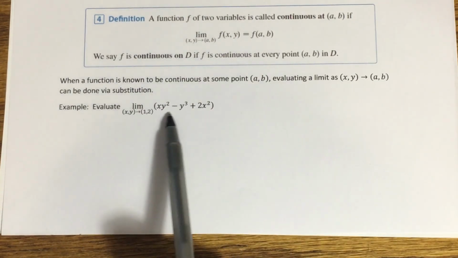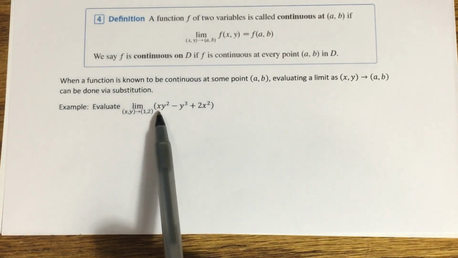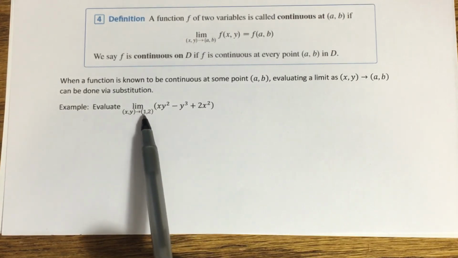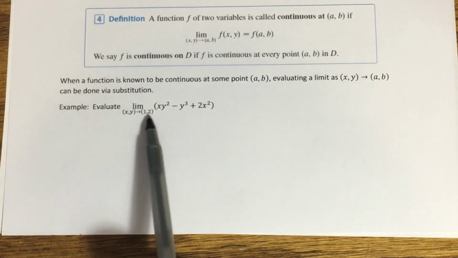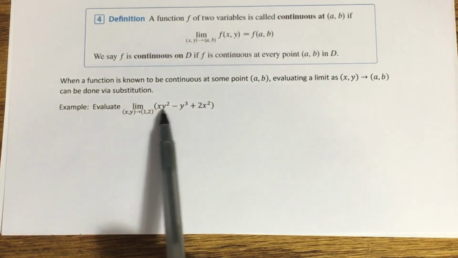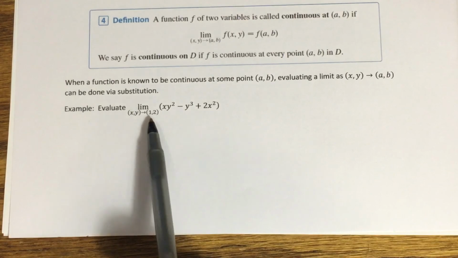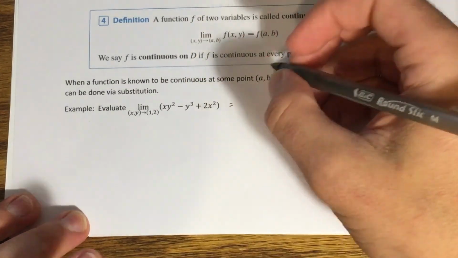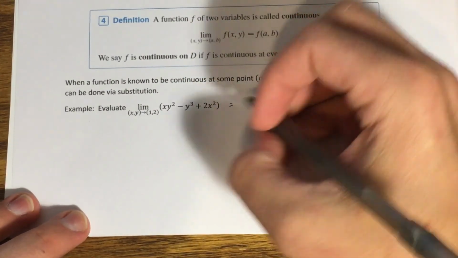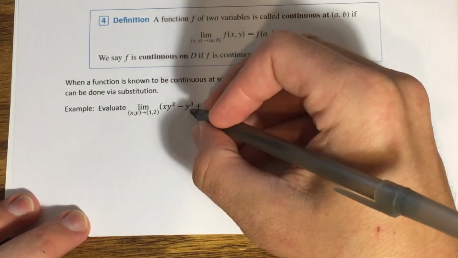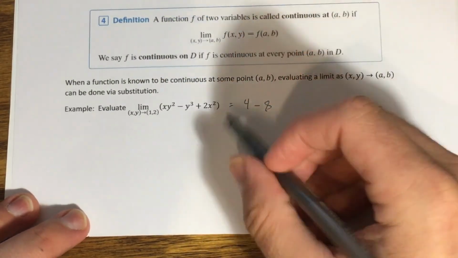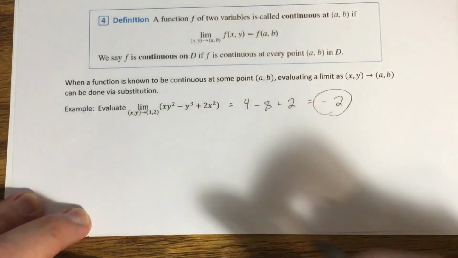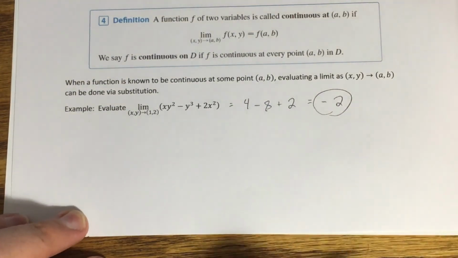This is a polynomial in two variables. Polynomials are continuous everywhere. So for this, I don't really have to question, am I allowed to plug in these values for x and y, or do I have to do some clever trick? I know that it's a polynomial and is thus continuous, so I can just evaluate this limit by substitution. I'm plugging 1 in for x, 2 in for y, so that would be 1 times 2 squared, that's 4, minus 2 cubed, that's 8, plus 2 times 1, that'd be plus 2, so this is equal to negative 2. Those are the best kinds of limits because there's really no work to do aside from plugging things in.